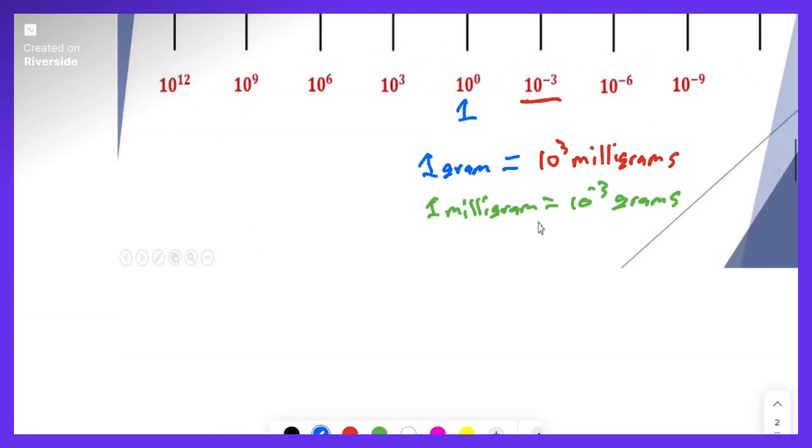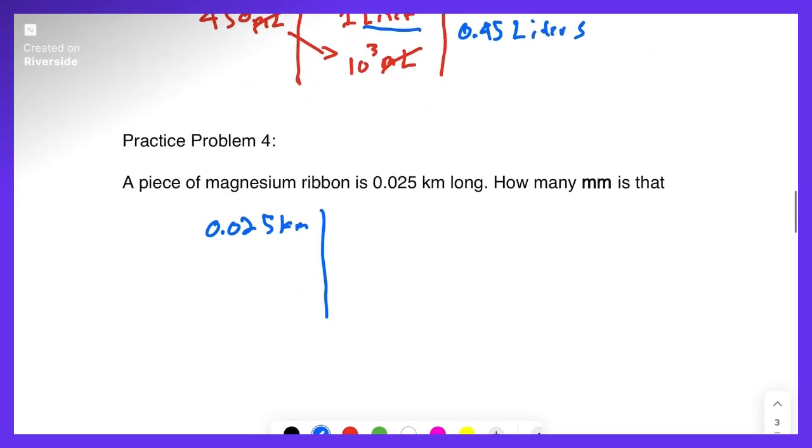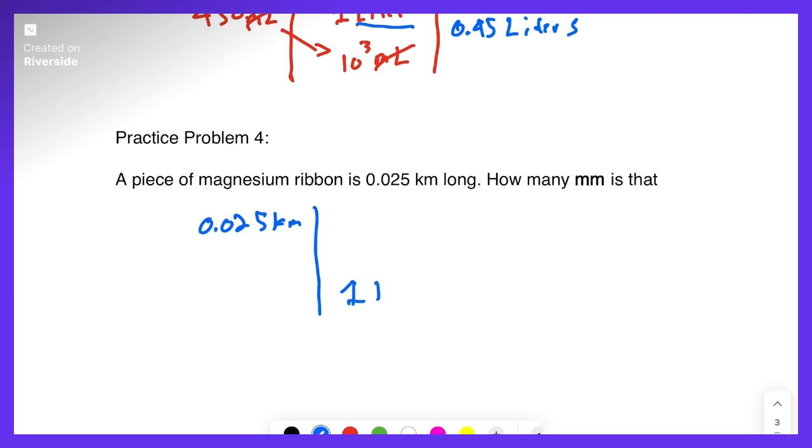Let's go back to the scale. We know, let's make our base unit meters. So our base unit is meters. And by reading the scale, we can see that there's 10 to the 3 meters in 1 kilometer. So let's write that down. 1 kilometer has 10 to the 3 meters.